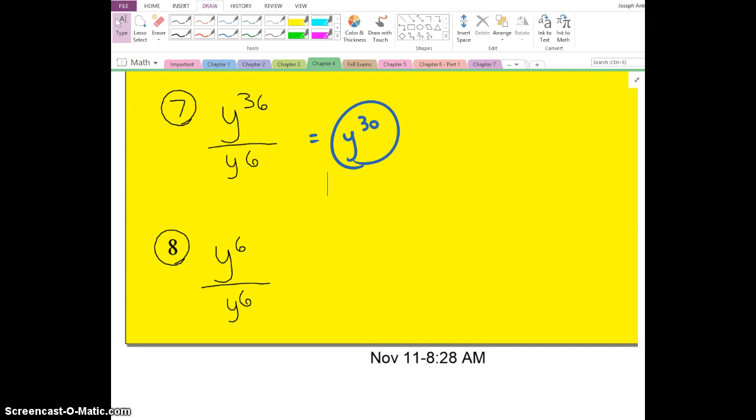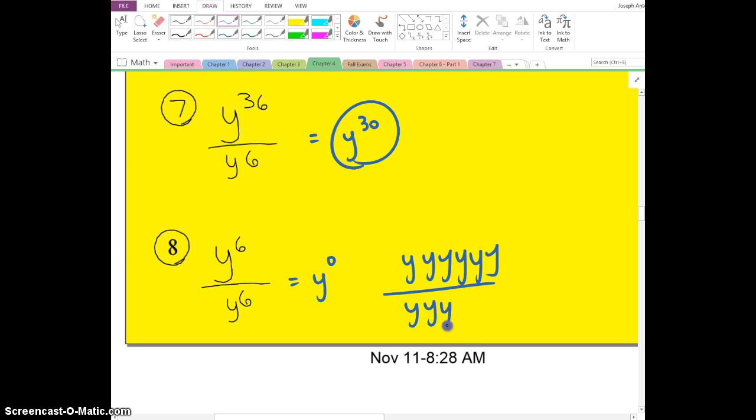Now, if you look at number 8, you may be a little perplexed because you say 6 minus 6 equals y to the 0, and you say, well, what does that mean? Well, let's talk about this a few different ways. The first thing I would say is, when in doubt, write it out. You'd have y times y times y times y times y times y, and then y times y times y times y times y. Well, if you cross them out, guess what you have? Everything crosses out, and when something is divided by itself, that equals 1.